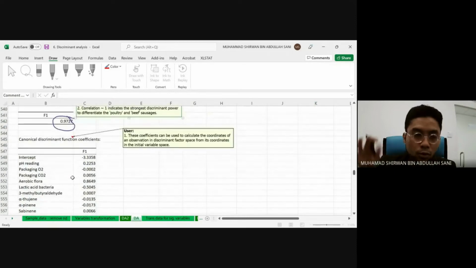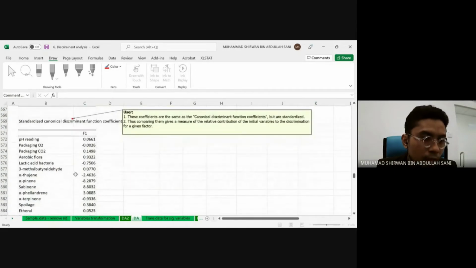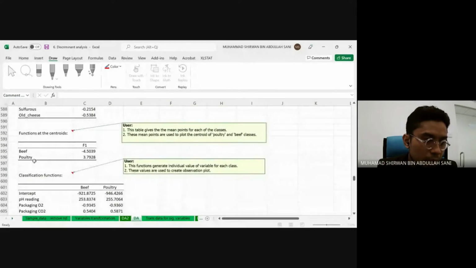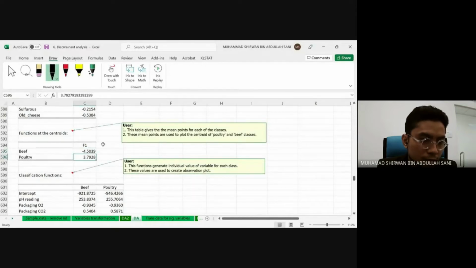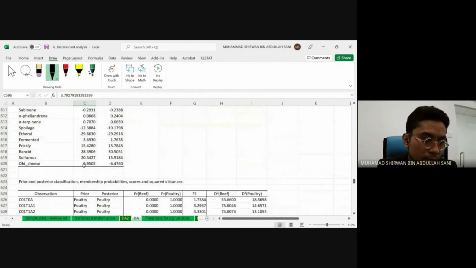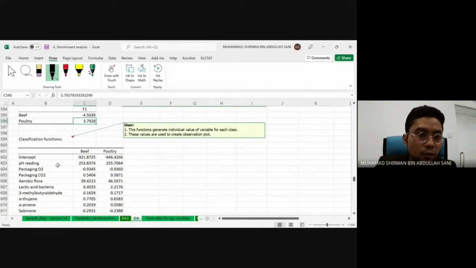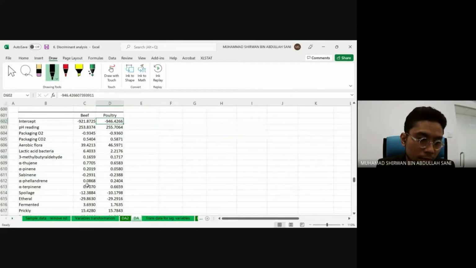This is just for plotting saja. Ni pun sama. Plotting of the variables. So functions of this centroid between the group, what is the mean point to show the centroid of the poultry and beef classes lah. Okay. This one is classification function. This classification function generates individual value of variable for each class. These values are used to create observation plot. Okay. Again, kalau tuan-tuan tengok, tuan-tuan dapat melihat, this is for plotting purposes lah.